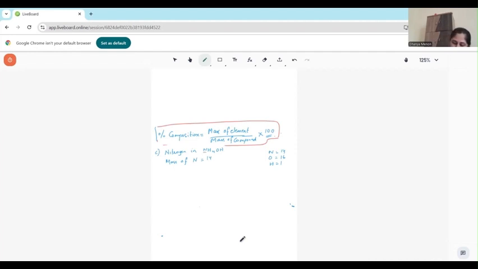Then mass of the whole compound ammonium hydroxide कितना हुआ? Nitrogen is 14 plus 1 is the mass of hydrogen. यहाँ पे कितना हुआ? 4 plus 1, 5, right? Plus oxygen is 16. There's only one oxygen atom. So 14 plus 5 plus 16. So it's 35, right?